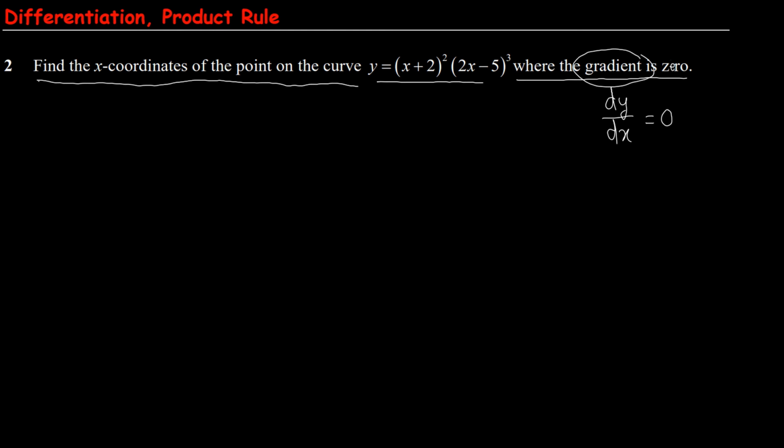So let's differentiate first. It's the same differentiation. Let me write dy by dx. Then our formula is u dv by dx, where u is (x plus 2) squared, and the other factor is (2x minus 5) to the power 3. Similar method we applied here.